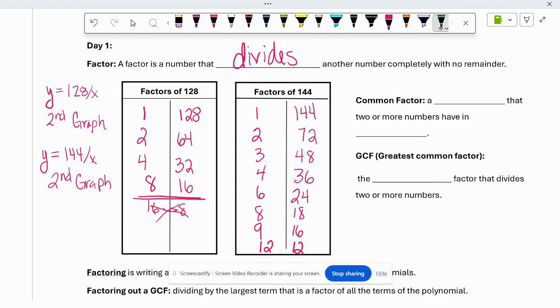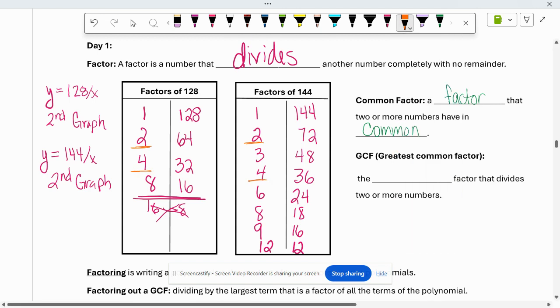So we're going to define this common factor. A common factor is a factor. Remember, that means just a number that divides it nicely, that two or more numbers have in common. Okay. So I'm going to just underline common factors, and I never include one because everything is divisible by 1. So let's see. Both of these are divisible by 2. Both of them are divisible by 4. Both of these numbers are divisible by 8. Both of them are divisible by 16. And that is it. Those are my common factors.